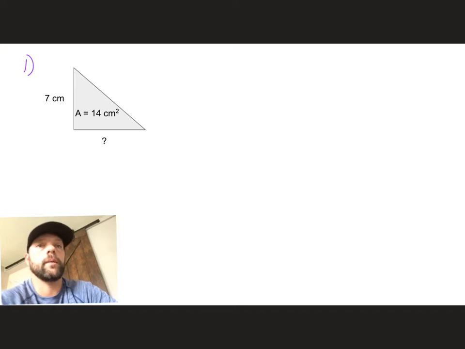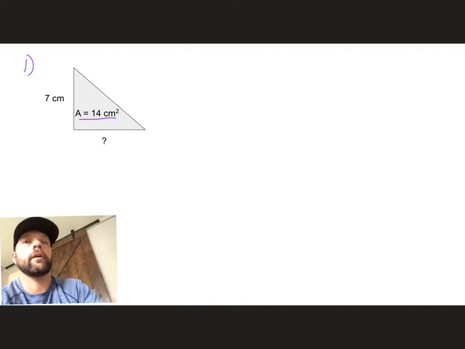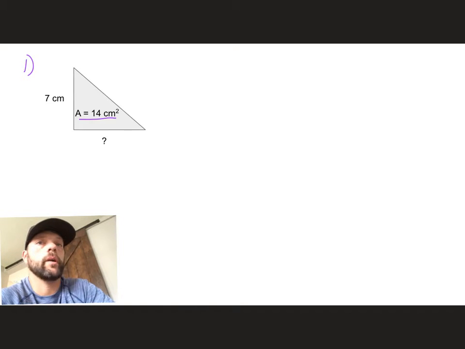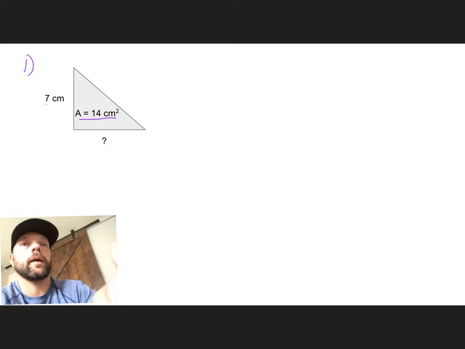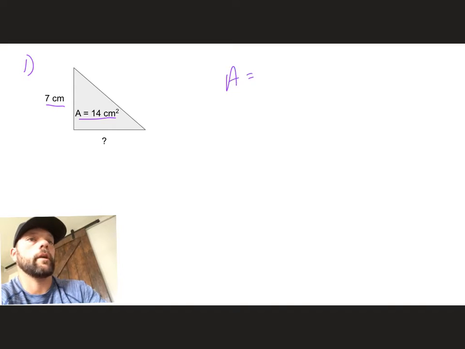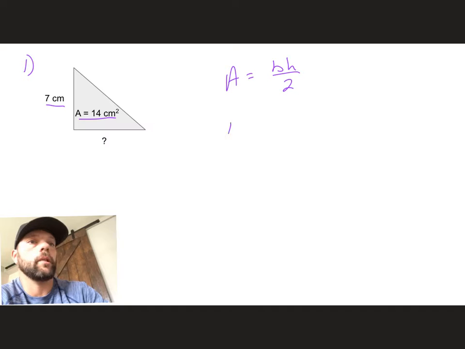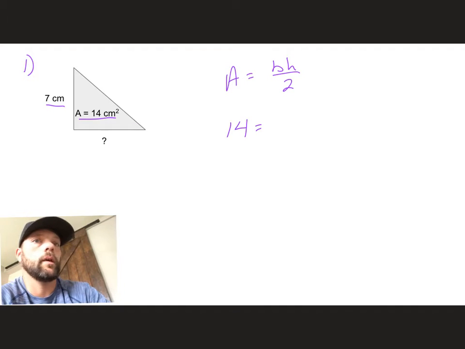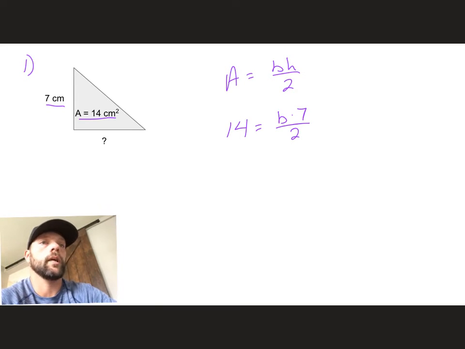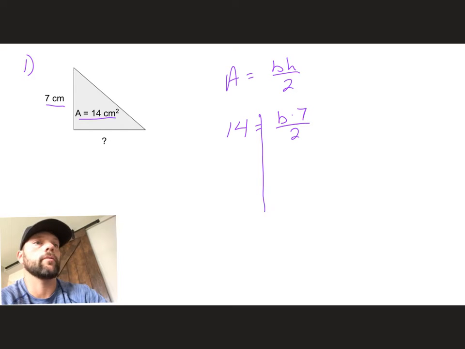So the first example, I have my area of 14 centimeters squared, and I have my height of 7 centimeters. If you recall, our area formula is base times height divided by 2. So if I plug in what I know, my area is 14, my base is unknown, and then 7 divided by 2. Okay, so now I'm going to basically work backwards from here.